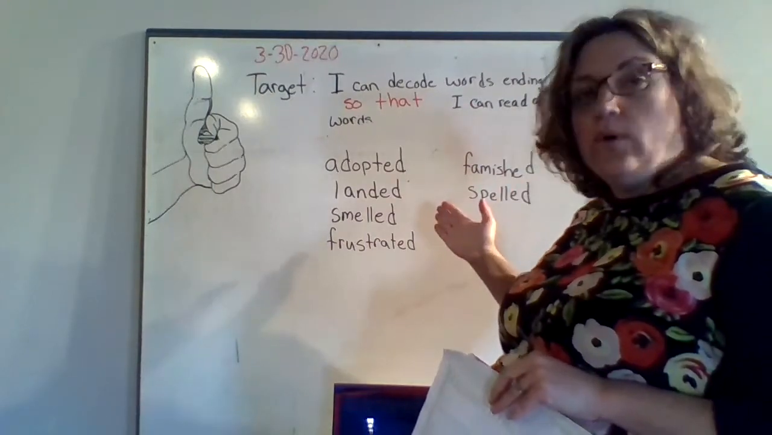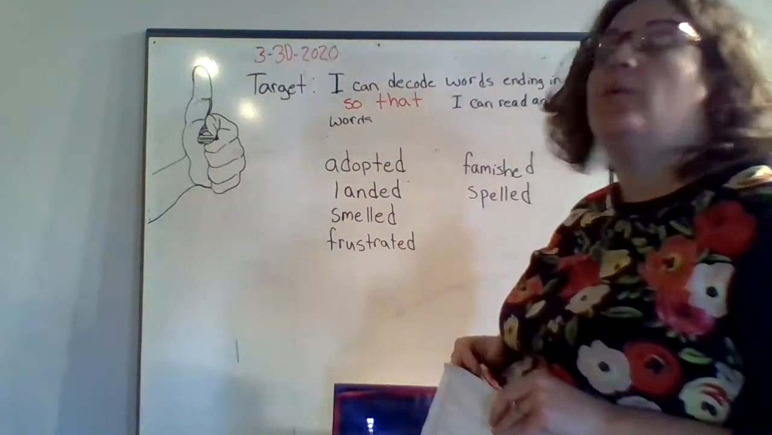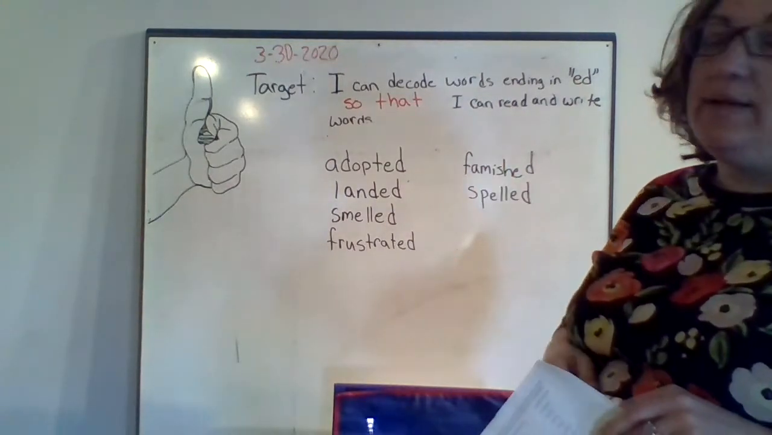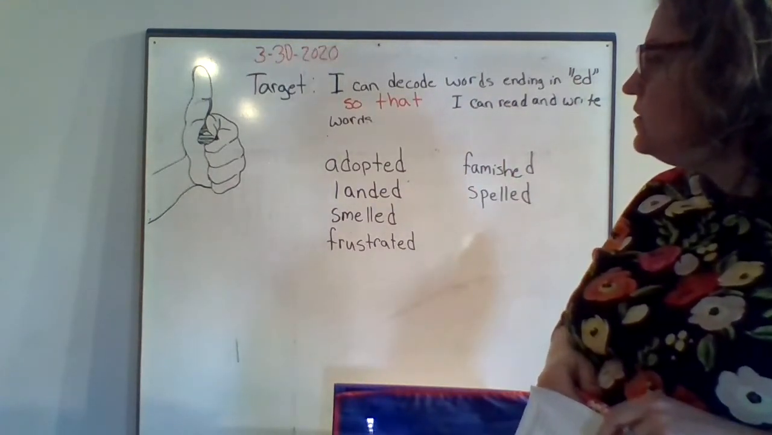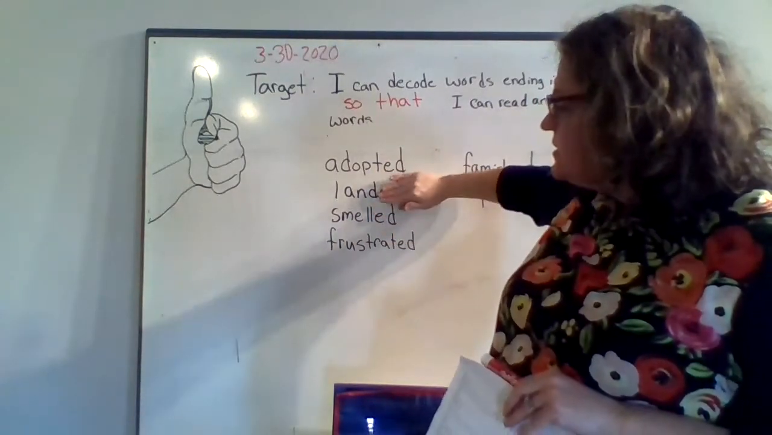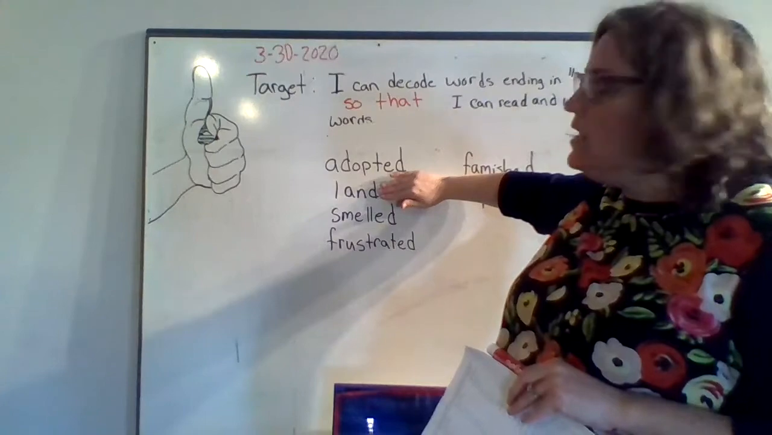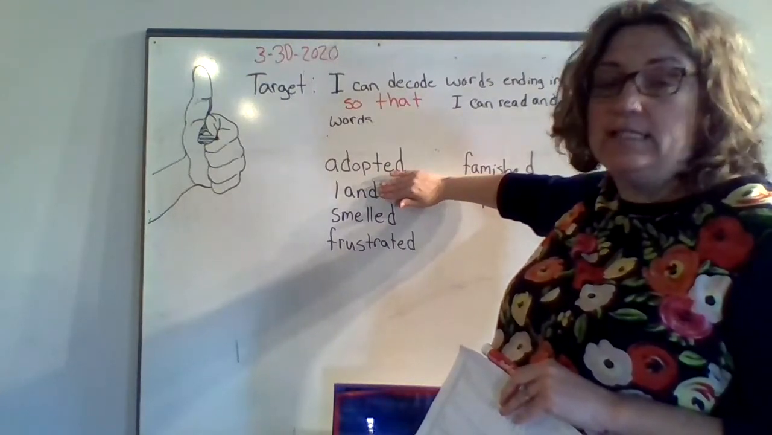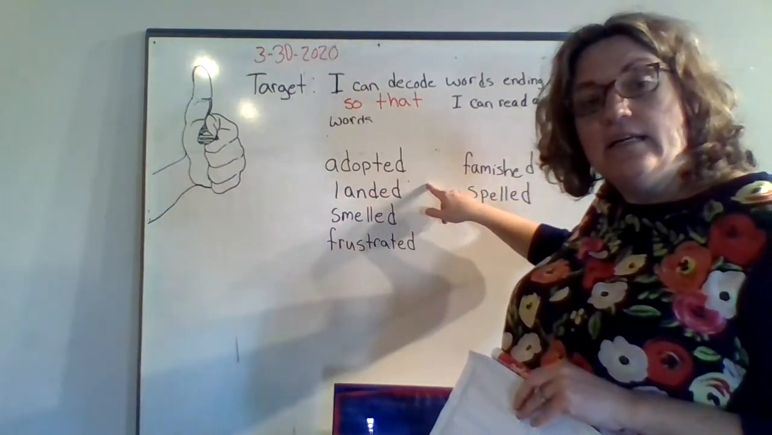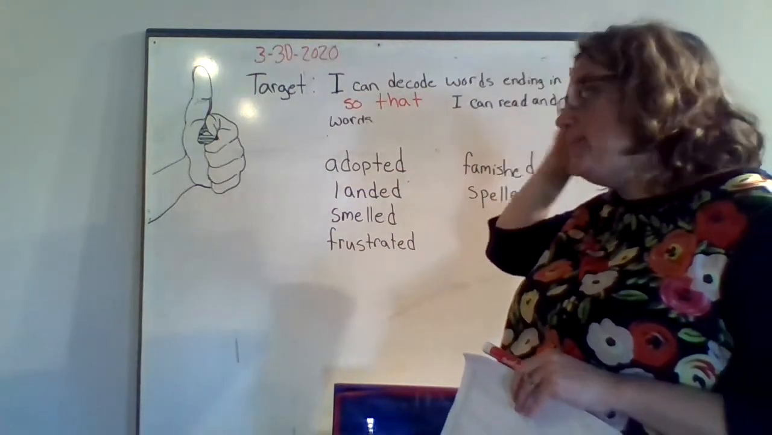So why is this important? So that I can read and write words, right? Sometimes when you're reading words, you need to know how to decode them. So the first word, we've added ED to all of these words. For instance, this word, we already know this word, right? It's land. That would be one syllable. But if it already did it, it already landed. And I'm going to show you how to do that.